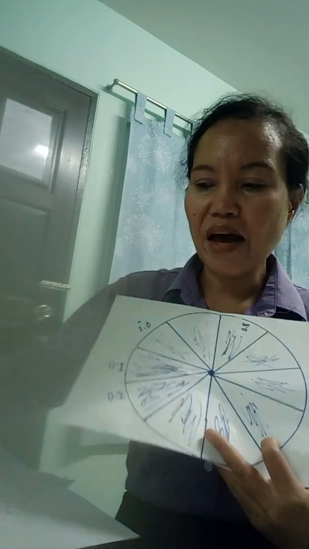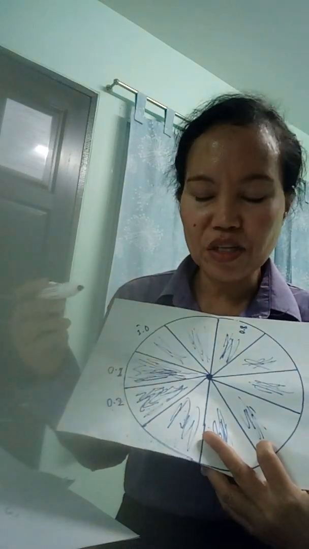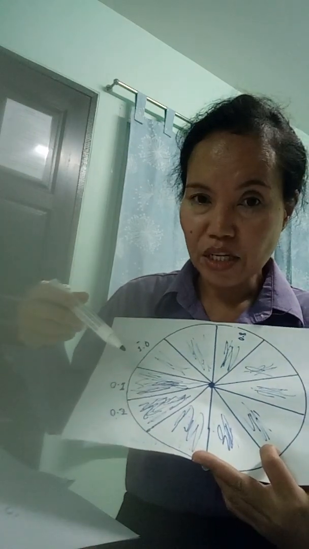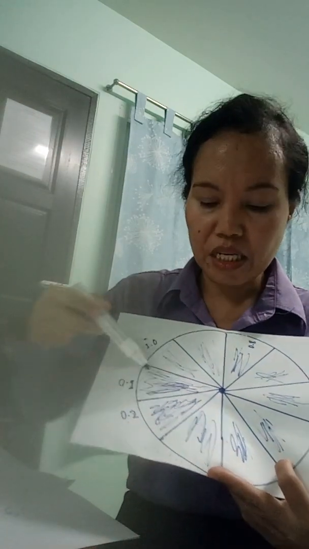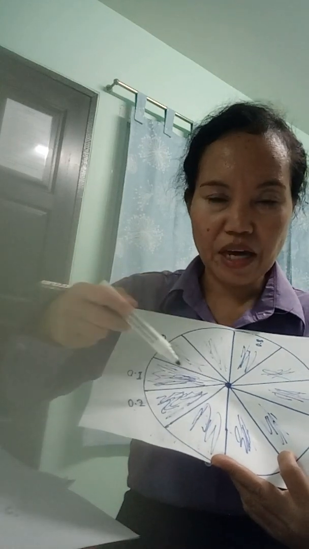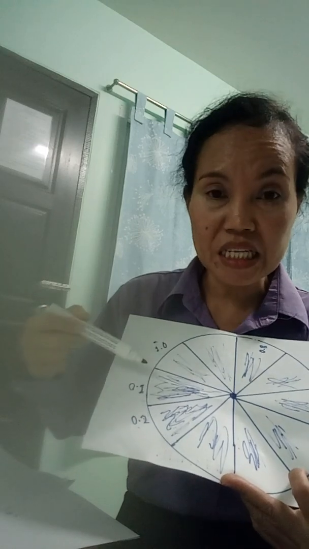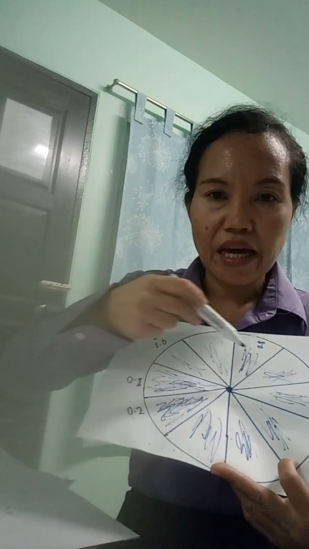Now you already understand what decimal value means. Decimal value means a value of each piece out of 10 pieces. A value of each piece out of 10 pieces.